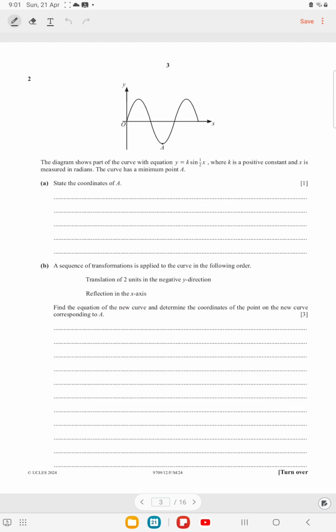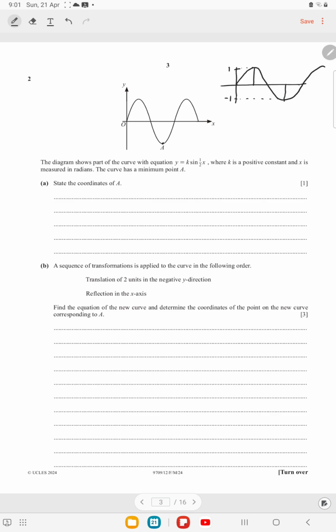The curve has a minimum point at A. Okay, this one is the minimum point. State the coordinates of A. It's a 1 mark question. I just want to visualize the concept. If we draw the sine curve only, its range is from minus 1 to 1. It will be like this. So this is a maximum point, and here is of course the minimum point.